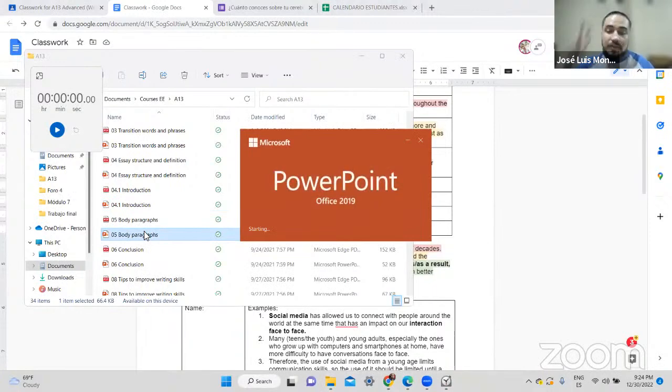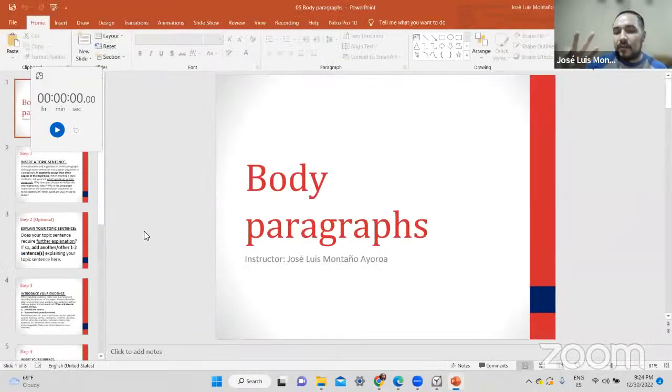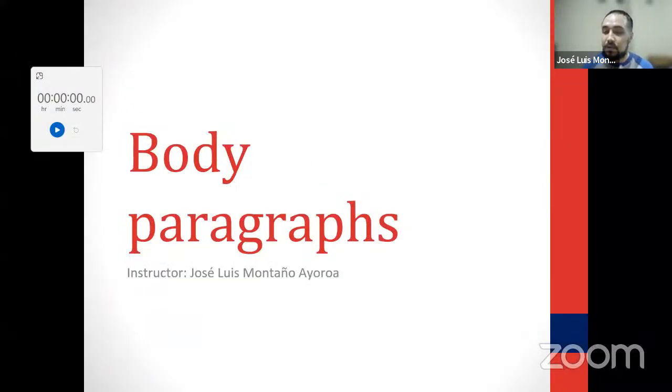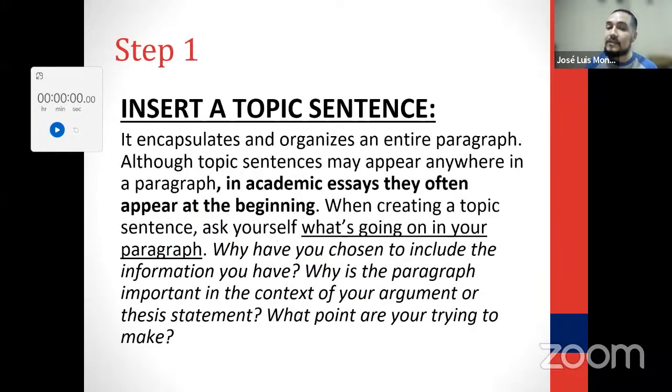You need a minimum of 2. Actually, it's advisable to have 3, but because of the number of words and I don't want to create more complications, we're only going to have 2. Only 2 body paragraphs, and for the 420 words, it's going to be more than enough. This is the first step. Let's read please this one, Michaela. Insert a topic sentence. It encapsulates and organizes an entire paragraph, although topic sentences may appear anywhere in a paragraph.